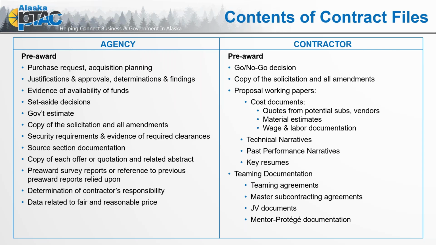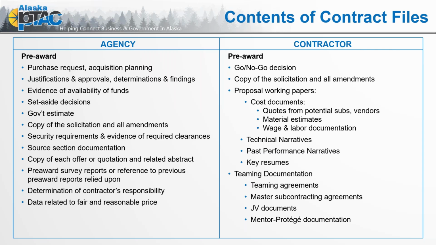Again, we want to have a copy of the solicitation and amendments, those proposal working papers, the cost documents, quotes from potential subs and vendors, material estimates, wage and labor documentation. All of that is good, valuable information to keep and have a complete contract file. Now, when you're in performance, having those working papers and that proof of how you came to your proposed cost, should there be a contract change. In fact, I have a whole workshop on that coming up December 16th that you guys can look out for.